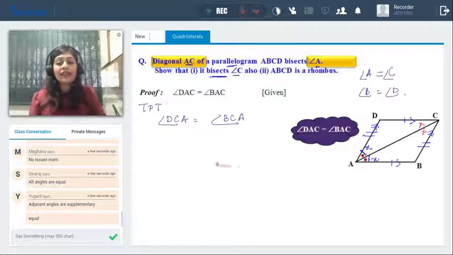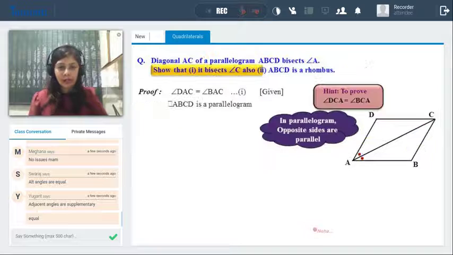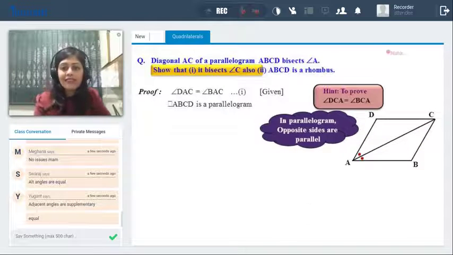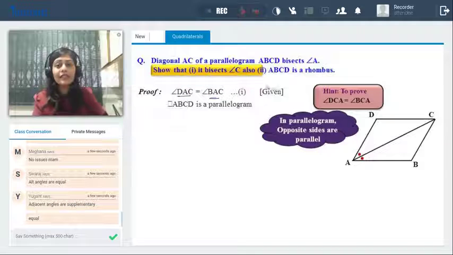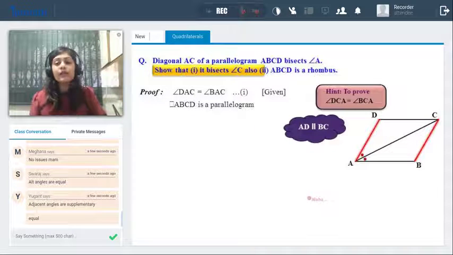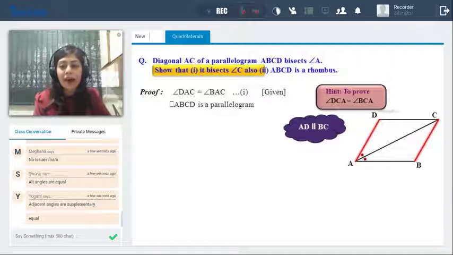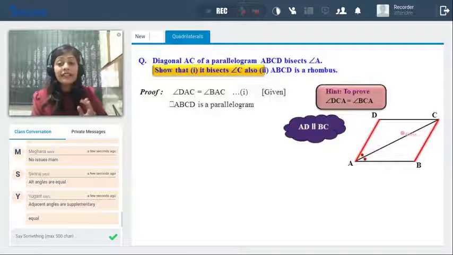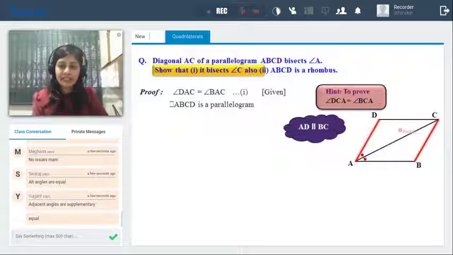Now students, let's start with what we already know. What do we know? It's given that DAC and BAC are equal to each other, because angle A is getting bisected by AC. Now let's see what else we can do, students. Pay attention. Since we know that opposite sides of a parallelogram are parallel, now we are going to look at some pair of adjacent angles. Students, look at AD and BC.